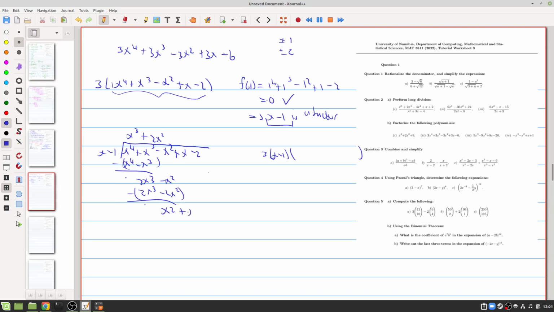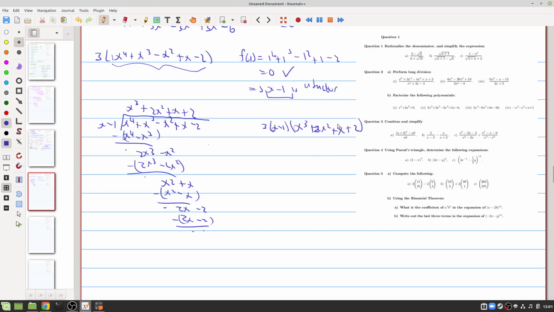Bring down the x. Let's divide again. So plus x. That gives us x squared minus x. Subtract. So 1 plus 1 is 2x, and then minus 2. So we divide again. 2x divided by x is 2. Multiply back in, and we get that. Okay, so this quotient here is what we still have left. X cubed plus 2x squared plus x plus 2.